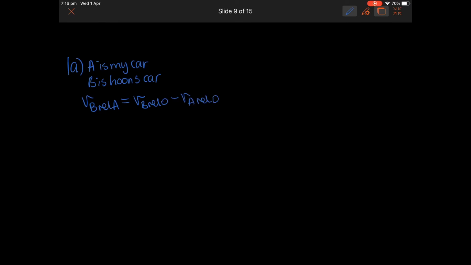All right, let's do question 1A. Question 1A is to do with your car. I'm going to say A is my car and B is the Hoon's car. Just like every time we have to define a variable, it's nice to draw a diagram and denote this or simply state your variables. So I'm looking for the velocity of B relative to A, the Hoon's car relative to my car. So that's going to be the velocity of B relative to a common observer O minus the velocity of A relative to a common observer O.